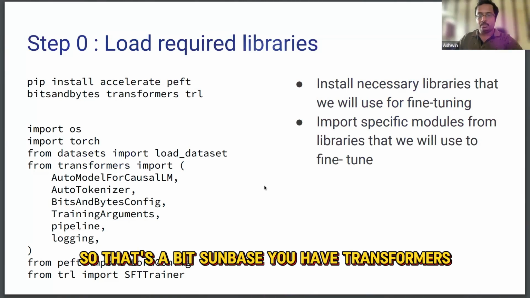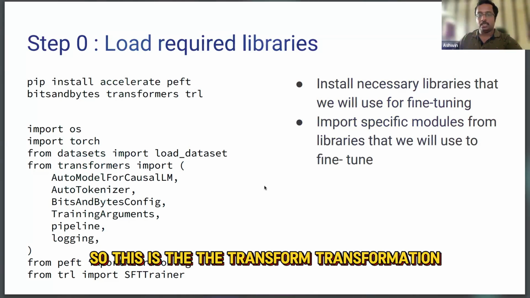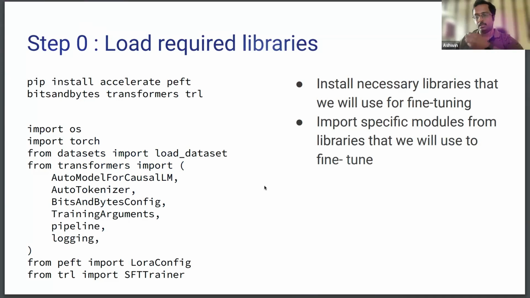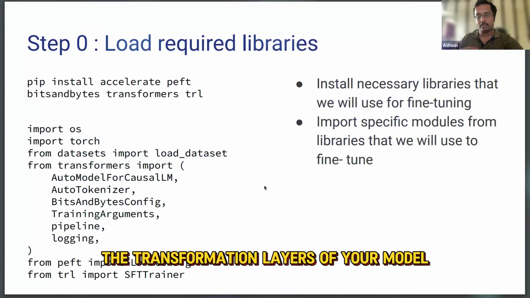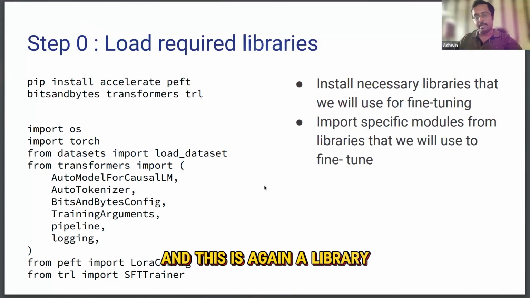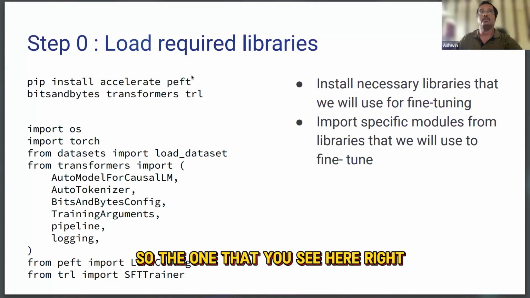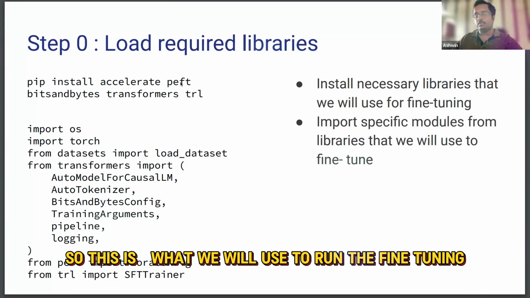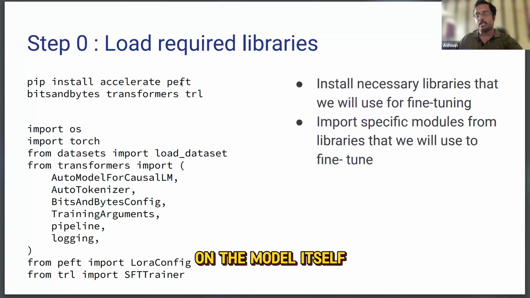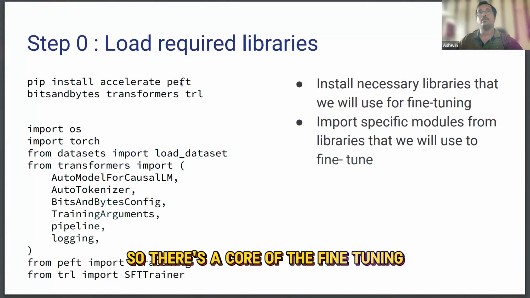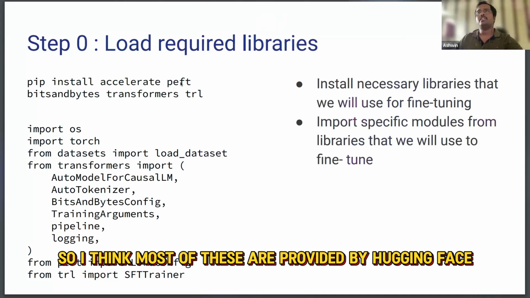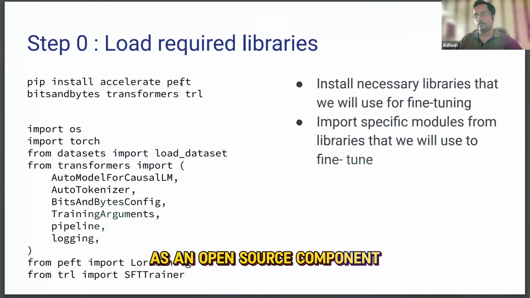You have transformers. This gives access to the transformer layers of your model, and this is again a library maintained by Hugging Face. And PEFT is mainly for the model, the one that you see here, right? So this is what we will use to run the fine-tuning on the model itself. So this is the core of the fine-tuning. I think most of these are provided by Hugging Face as open source components.